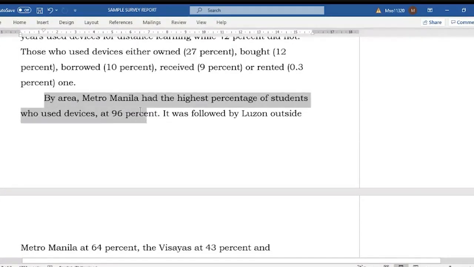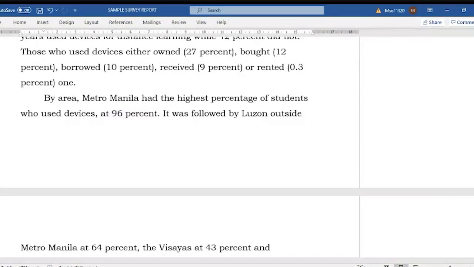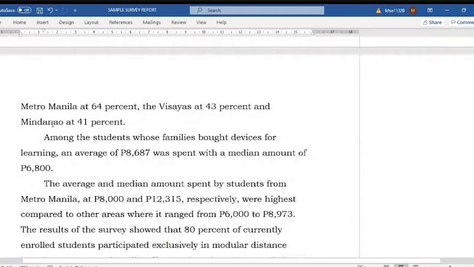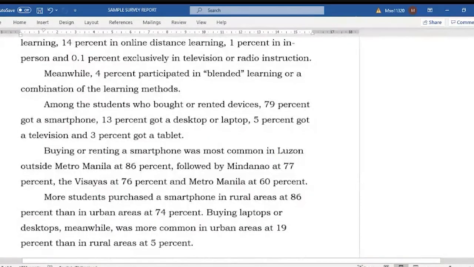So in this report, highest percentage of students who use devices. So you describe what the 96% is. Okay? It was followed by Luzon, outside Metro Manila at 64%, Visayas 43, Mindanao at 41 among the students whose families, and so on and so forth.